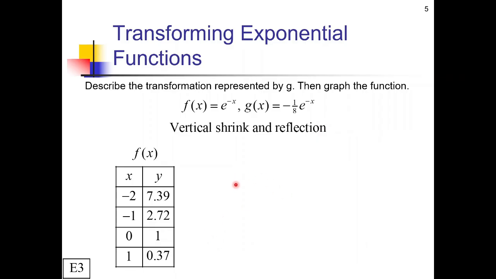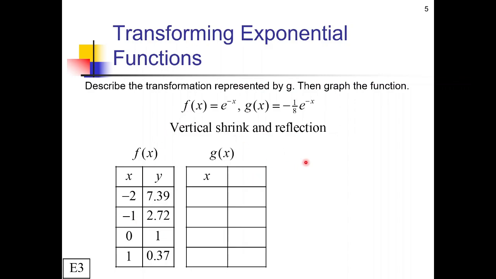So what transformation are we doing? There's nothing happening horizontally to the parent function that they've given here. So I'm just going to leave this x the way it is. For the y values, since we have this negative 1/8 being multiplied outside the function, that's what I have to multiply by y. So my x's are staying the same, just negative 2, negative 1, 0, and 1.